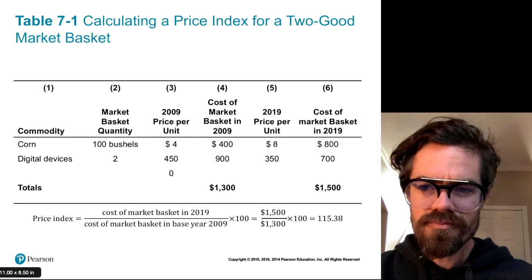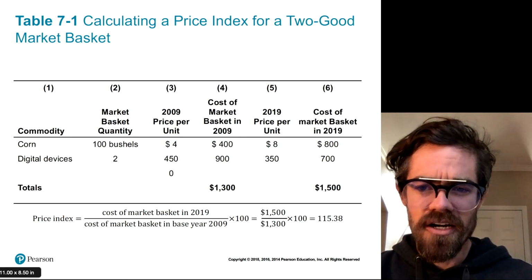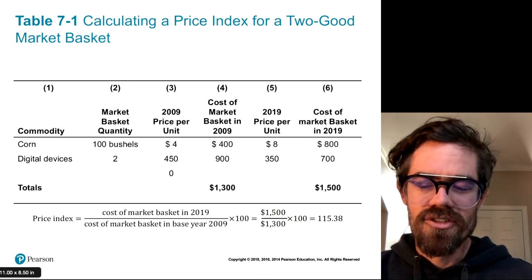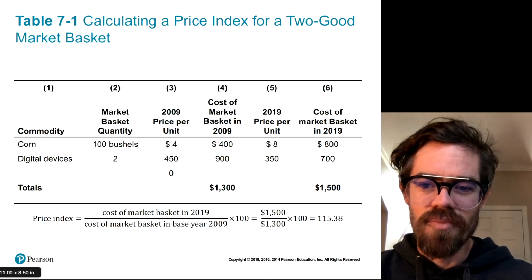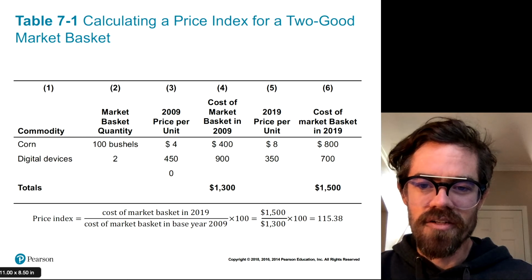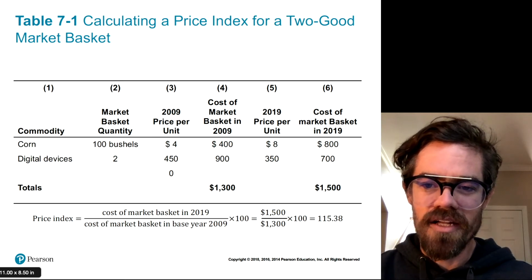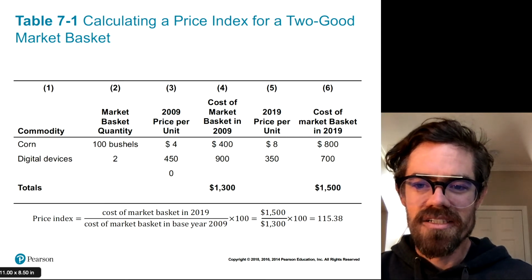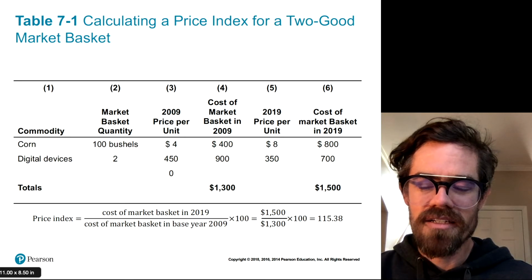Okay, so the cost of this basket has gone up by $200, which means we've had some inflation. Now, if we want to calculate the price index in 2019, and assuming we're going to use 2009 as the base year, the year of comparison, the basis of comparison. Our price index is going to be 1,500 divided by 1,300, and then we're going to multiply that by 100 to get our price index. And so our price index is 115.38.